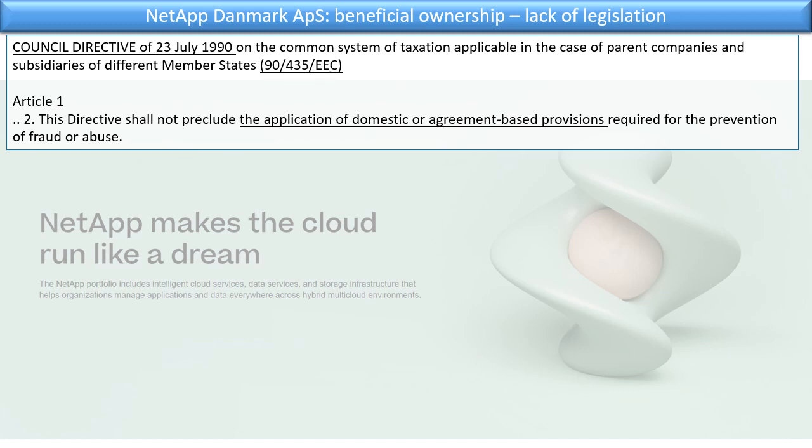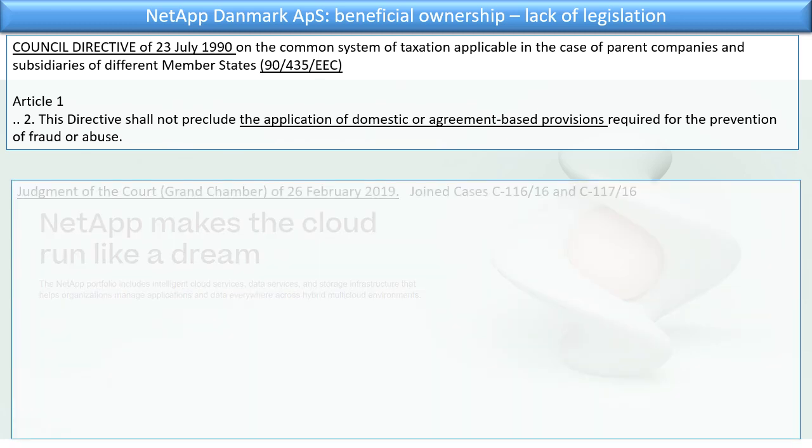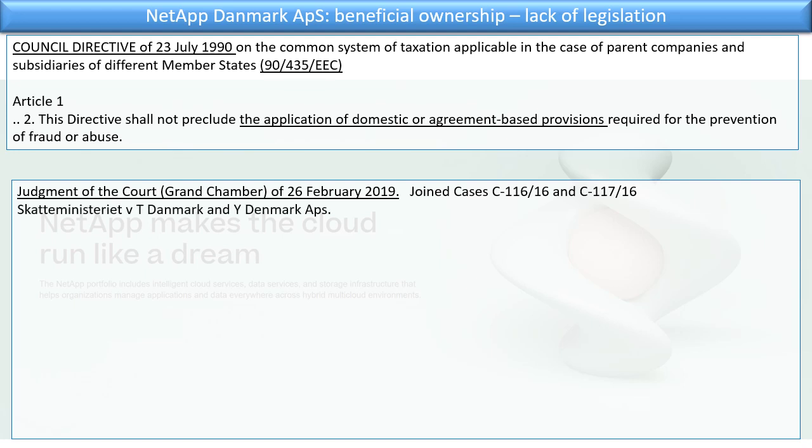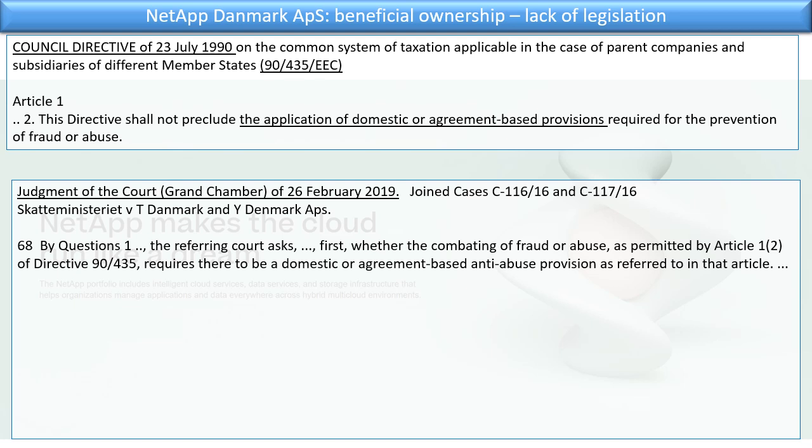So how did the court solve this? And the Court of Justice of the EU, in these beneficial ownership cases, took a different approach. By question one, this is a question from the Danish court to the EU court on how to interpret the law. The referring court asks first whether the combating of fraud or abuse as permitted by Article 1, Paragraph 2 of Directive 90/435 requires there to be a domestic or agreement-based anti-abuse provision as referred to in that article.